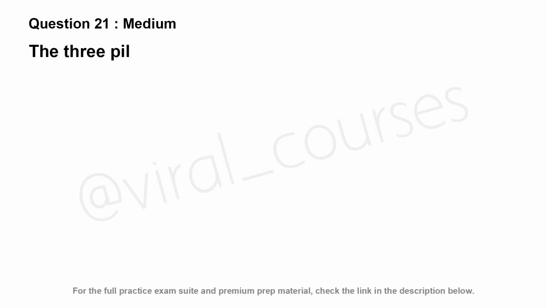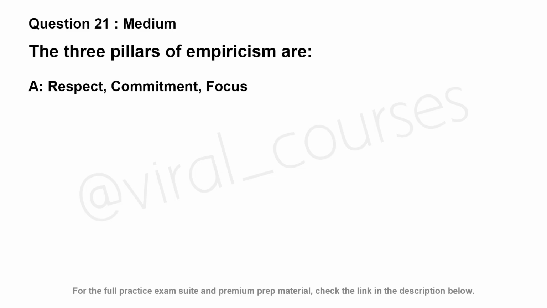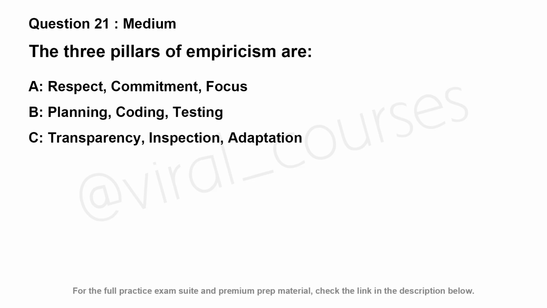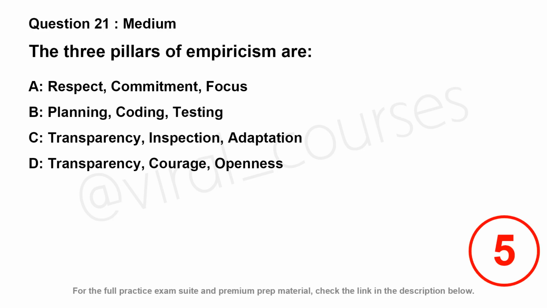The 3 pillars of empiricism are: Option A. Respect, commitment, focus. Option B. Planning, coding, testing. Option C. Transparency, inspection, adaptation. Option D. Transparency, courage, openness.